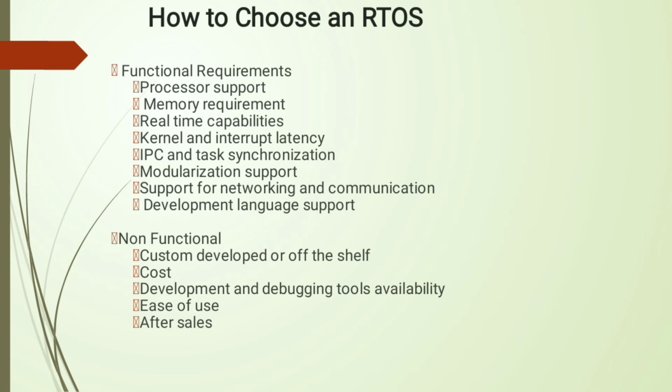And the next one is support for networking and communication. The operating system kernel should have certain support for all the interfaces that are required for the embedded system. That is, it should support all the networking and the communication facilities or the devices. So it should have the support for all the interfaces. And the next one is the development language support.